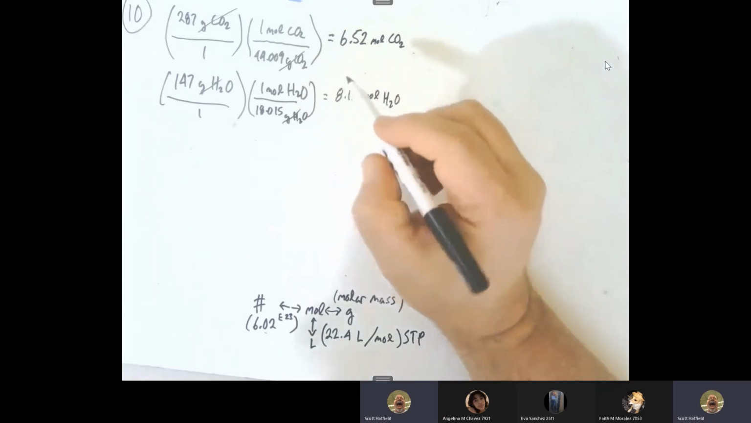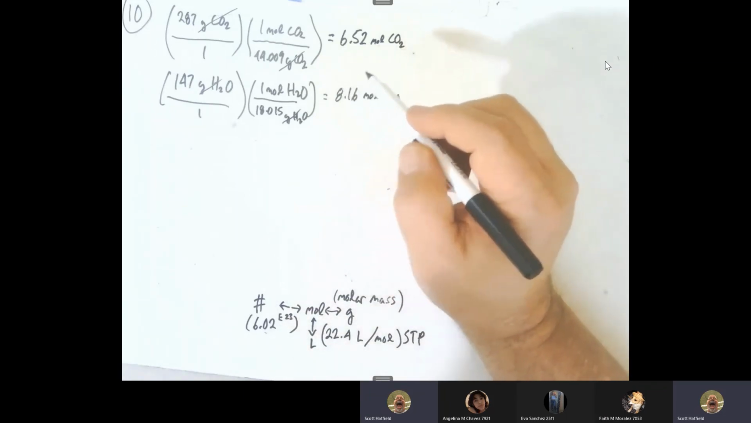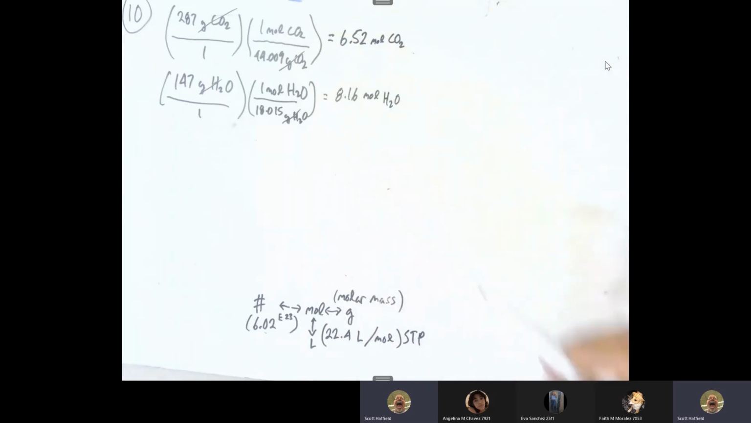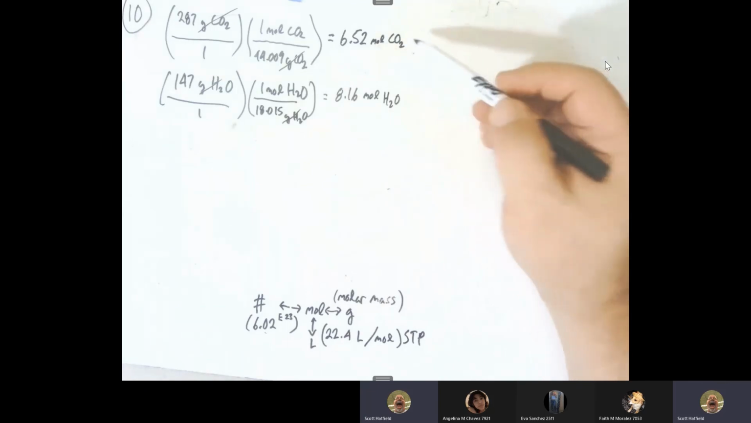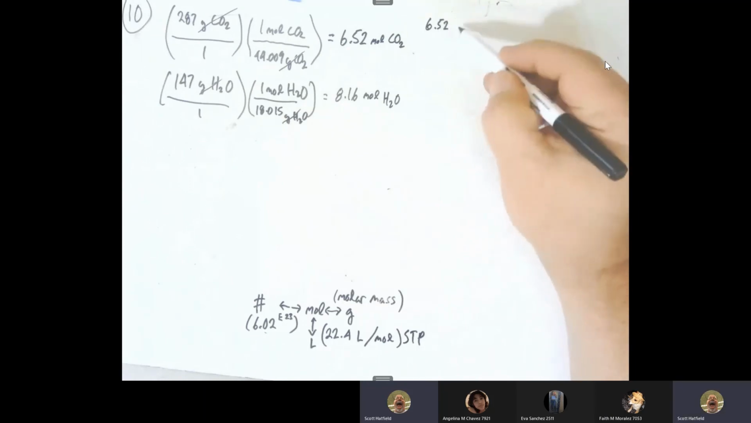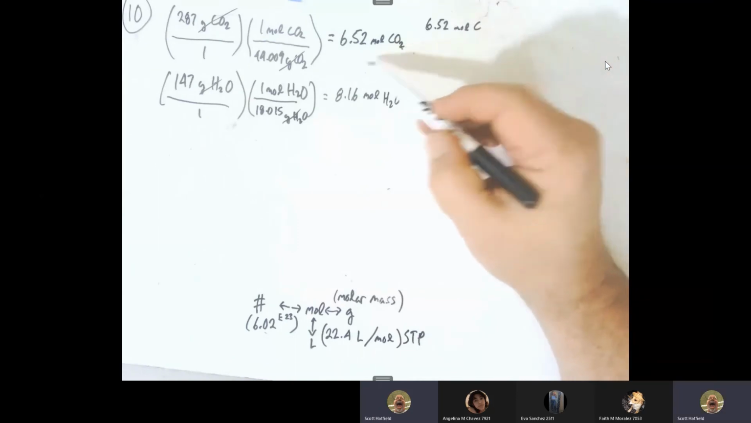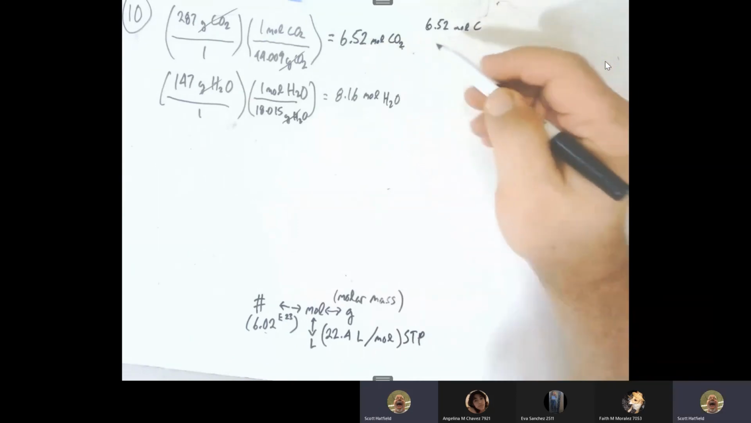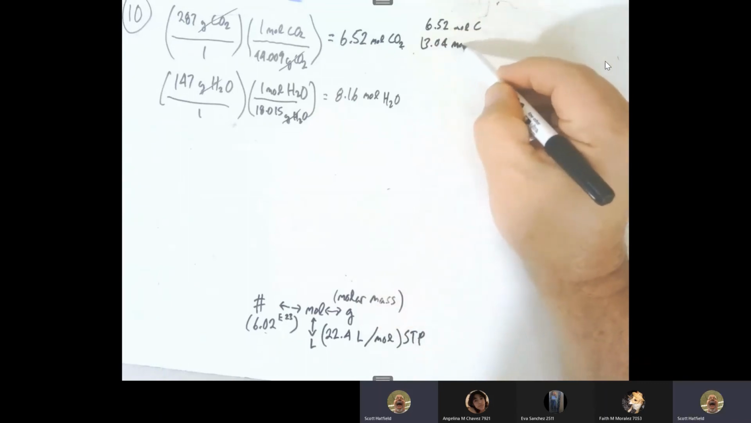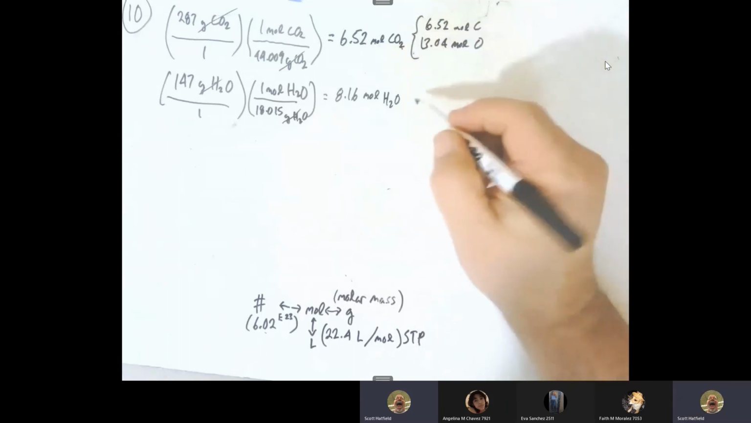Now these are moles of these substances. And what we have to remember is that certain things are true. If I've got 1 mole of carbon dioxide, that means I've also got 6.52 moles of carbon. But I've got 2 times 6.52 moles for the oxygens. I have 2. So there's actually that many moles of oxygen in that mole of carbon dioxide.